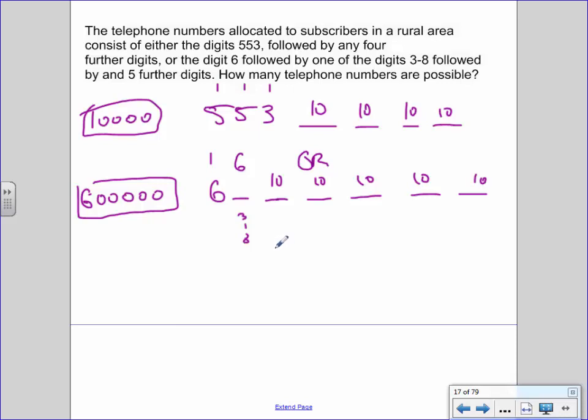But that's not my final answer. My question now is, how many total phone numbers does Fort Macleod have? What should I do with these two numbers here? Add. Because of this one word right here. You can either do a 553 type of number, or you can do the alternate phone number. But you can't do both, right? I can't do a 553 number and also type in the 638 number. So because it's an or, the final answer to this would have been 610,000. Because you have to add these to each other. Does that make sense?